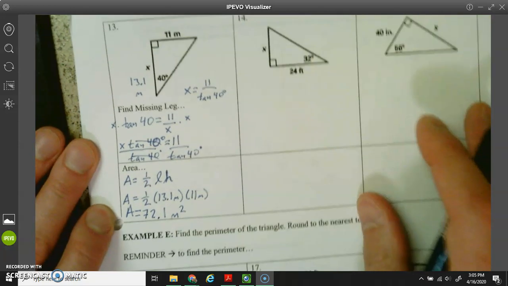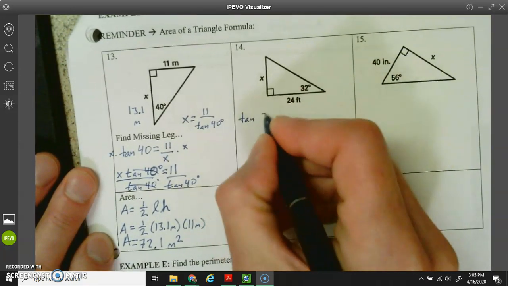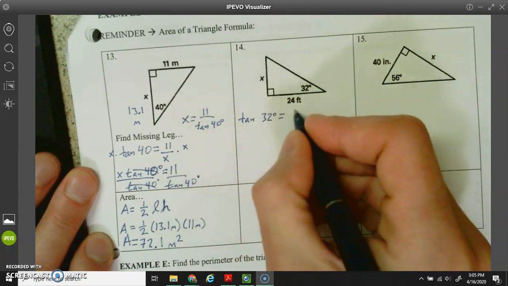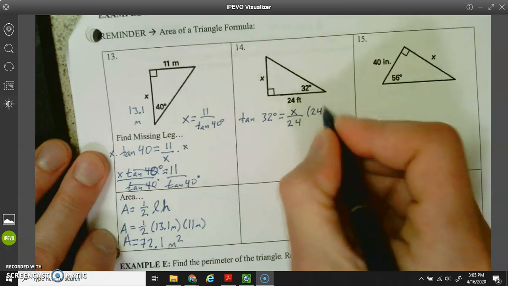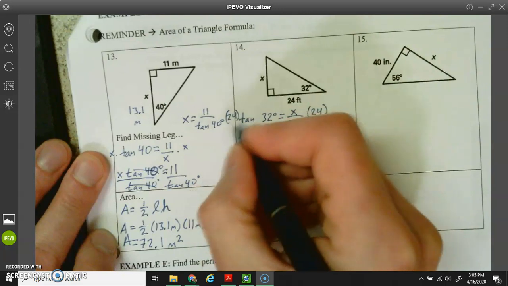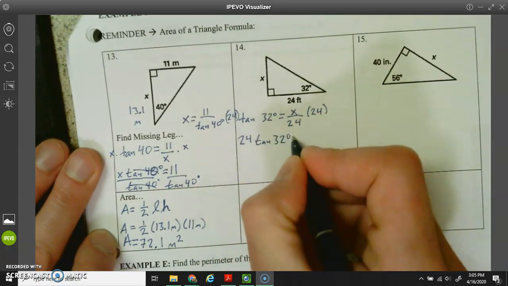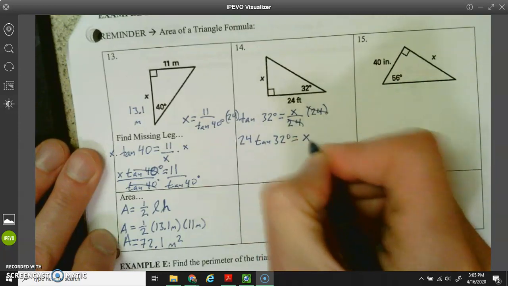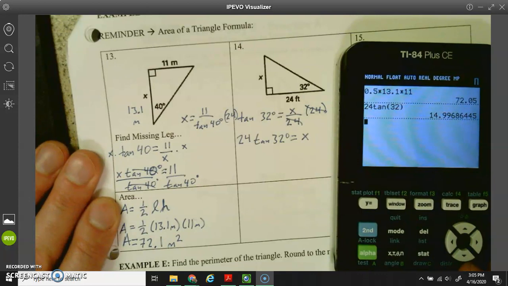Do the same for the next one. So number 14. So tangent of 32 degrees is equal to opposite over adjacent, multiplied by 24 on both sides. Oops, skipped it up here. 24 times tangent of 32 degrees. These two cancel, left with x. 24 times tangent of 32 degrees is equal to 14.996.